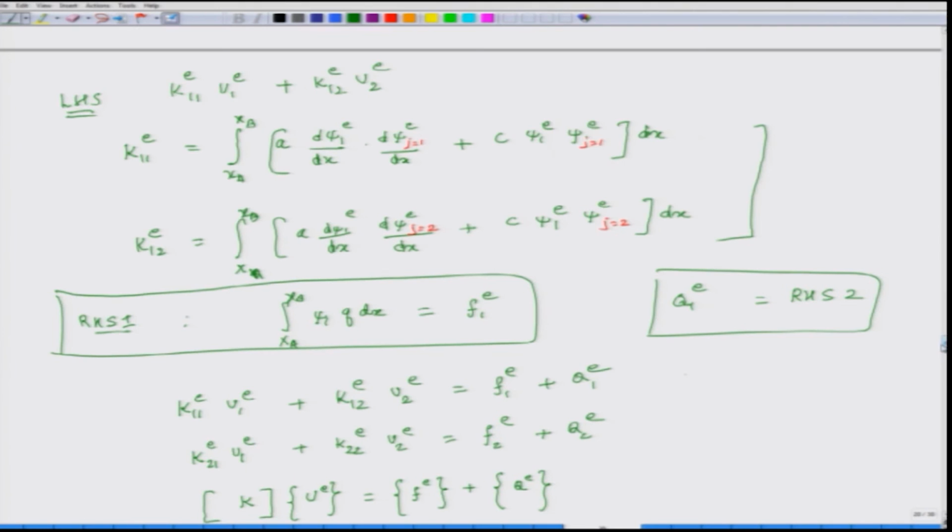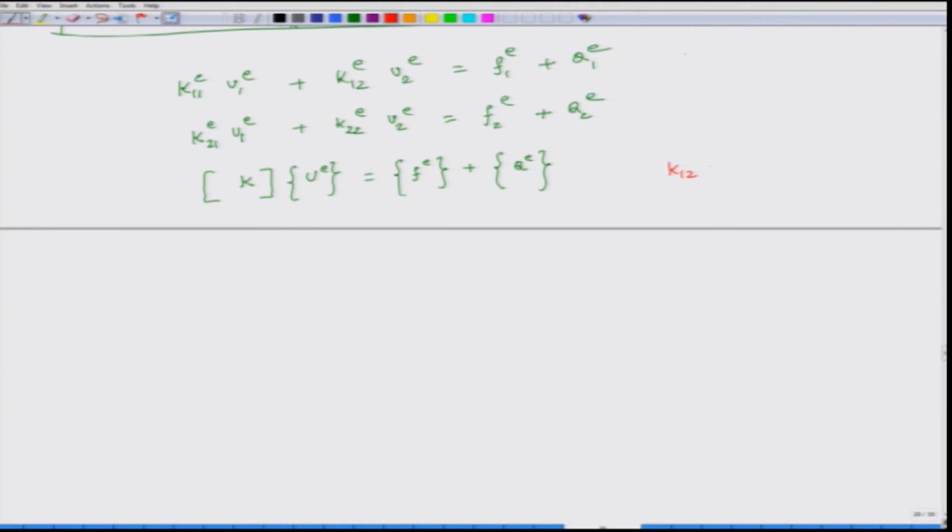The other thing is, if you look at K12, it is symmetric in 1 and 2. If you replace psi 1 by psi 2 and psi 2 by psi 1, it is symmetric. So, you will see that K12 is equal to K21 for this problem. Okay. So, your stiffness matrix, the K matrix in this case, because we are using the weak form and it is a second order differential equation, is a symmetric matrix.